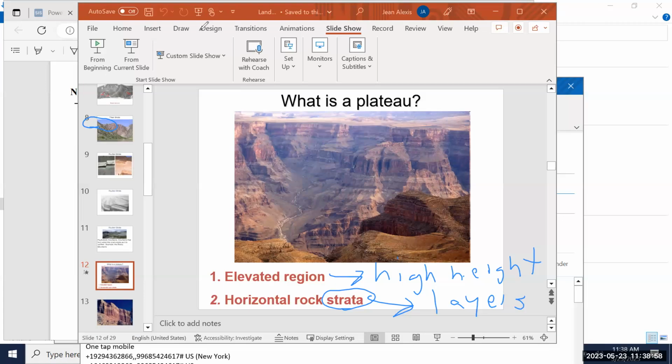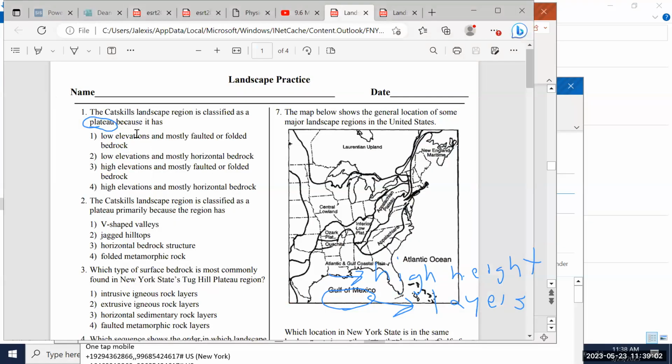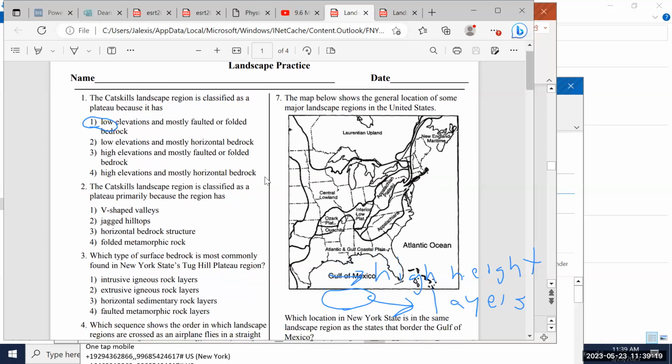So when we go back to the question, it lets us know we're looking for a high elevation and horizontal structure. And when I take a look, I see that it is choice 4. It is choice 4, high elevations and mostly horizontal bedrock. So it is choice 4.